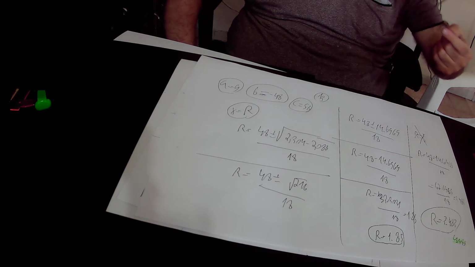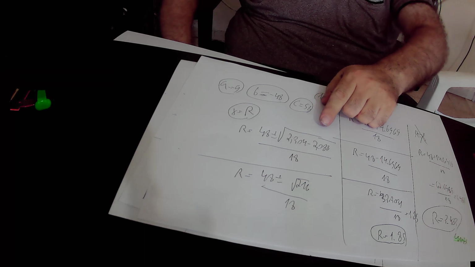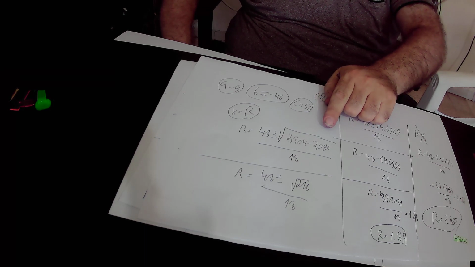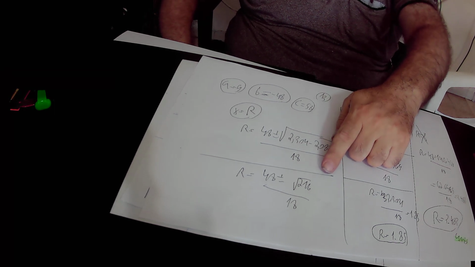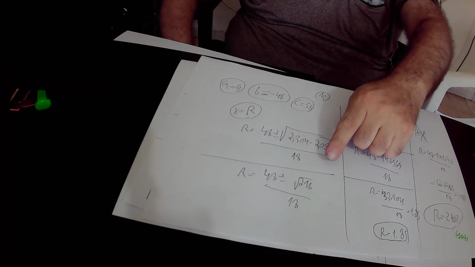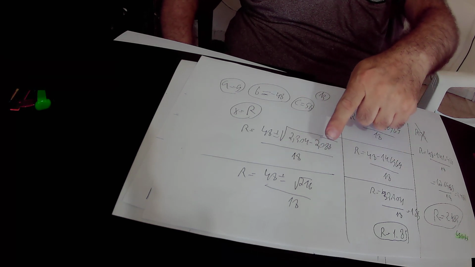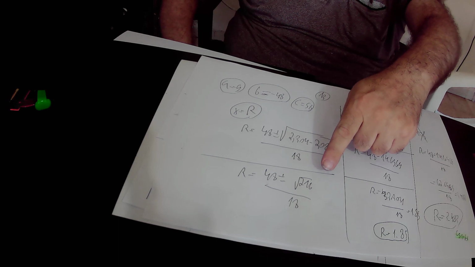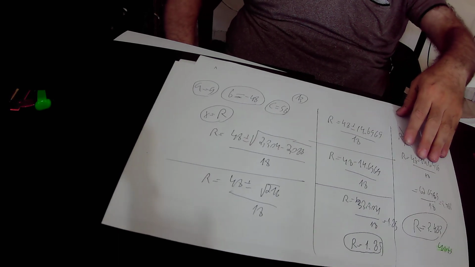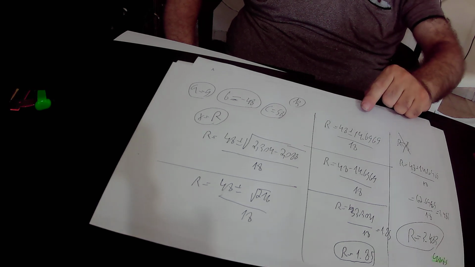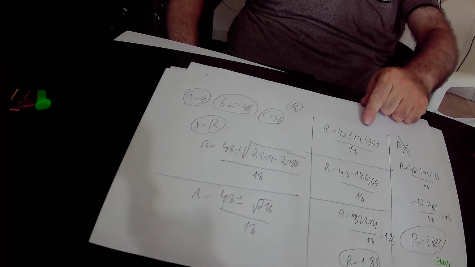So in conclusion, we find that 2304 minus 2088 is 216. So inside the root we are left only with 216. So we get that r equals 48 plus minus the square root of 216, over 18. The square root of 216 is 14.6969. So here we have two possible solutions for r.